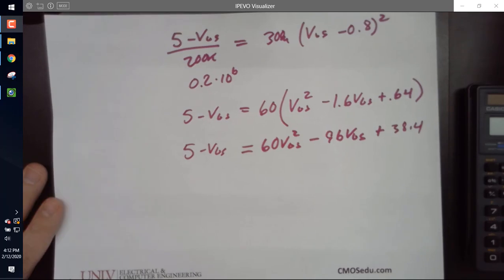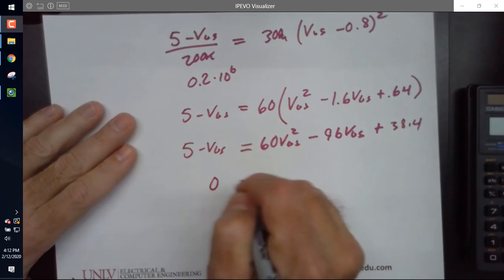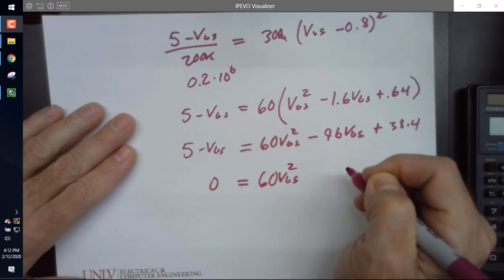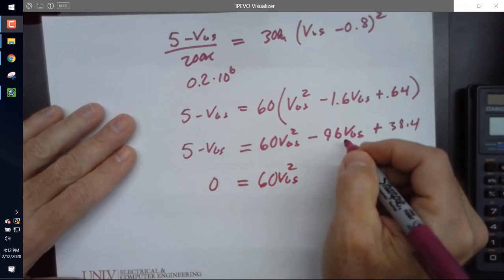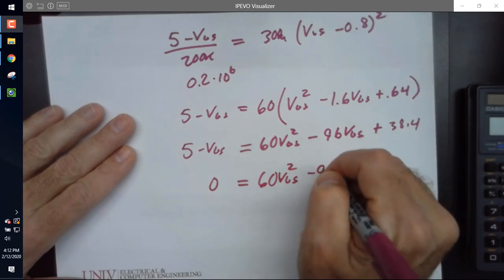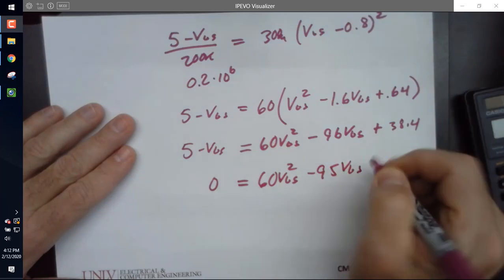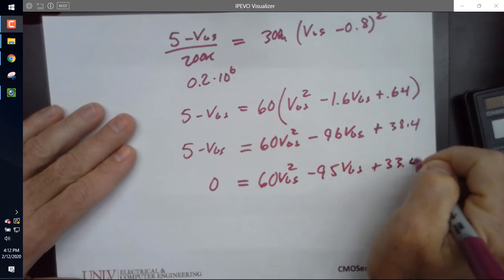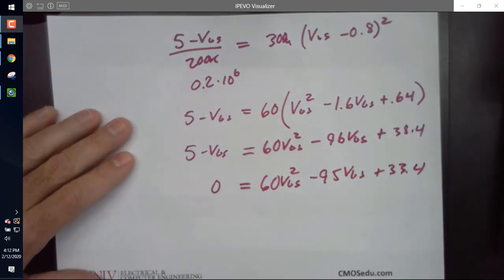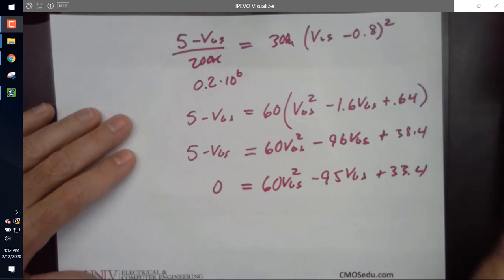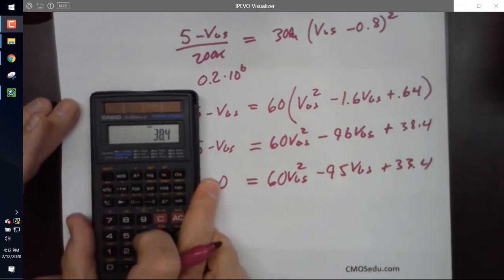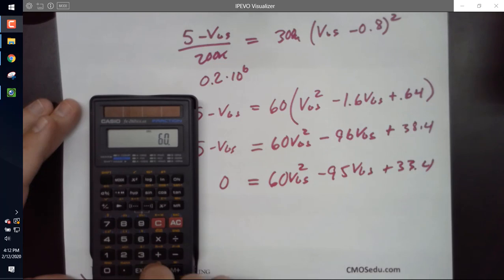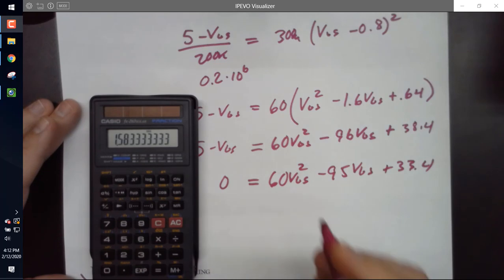All right, so put this as equal to 0, and 60 VGS squared, and then this would be minus 95 VGS, and this would be plus 33.4. Anybody agree? And then I am going to break out the old Casio here and go 95 divided by 60. I think that's 1.58. Okay, I was way off.